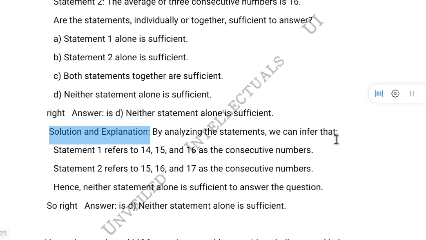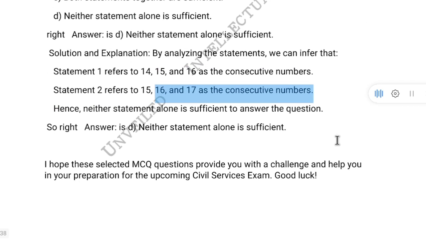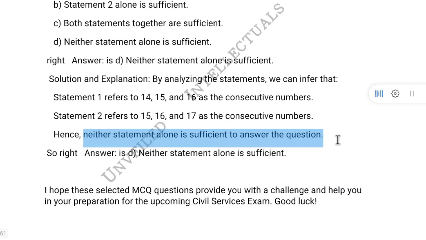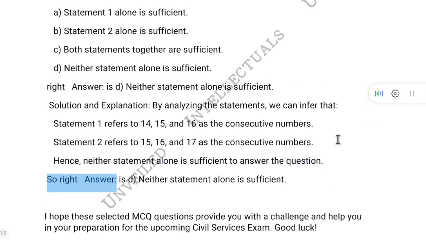Solution and explanation. By analyzing the statements, we can infer that Statement 1 refers to 14, 15 and 16 as the consecutive numbers. Statement 2 refers to 15, 16 and 17 as the consecutive numbers. Hence, neither statement alone is sufficient to answer the question. So right answer is D. Neither statement alone is sufficient.